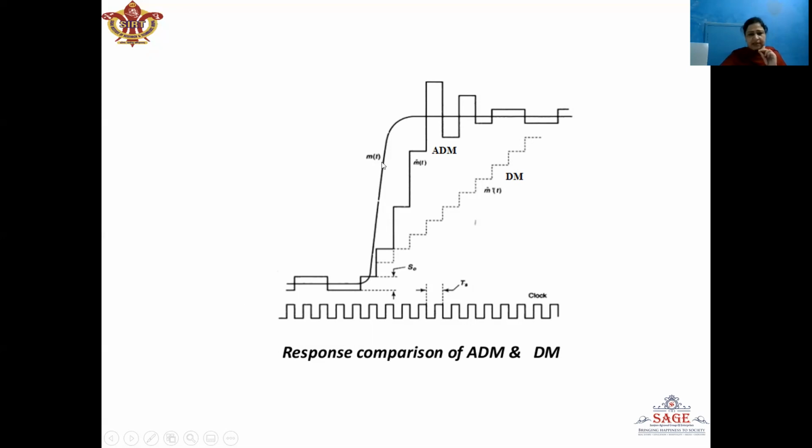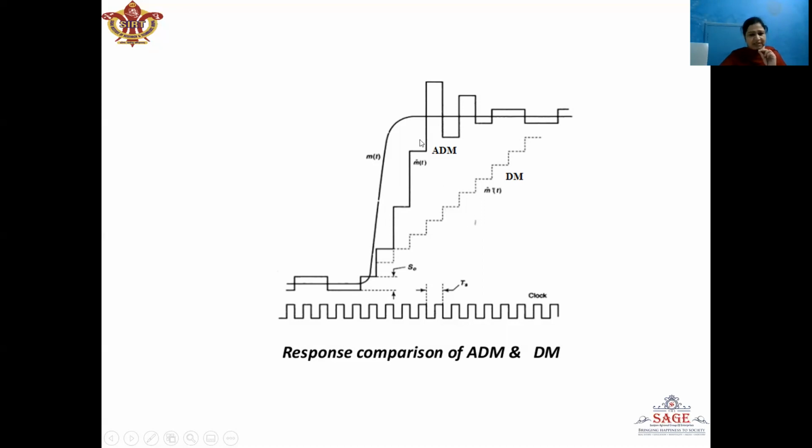So here we can see the comparison of adaptive delta modulation and delta modulation. Now here we can see the message signal which is having a steep slope. That is, the message is showing a variation in its amplitude. Now if we are using delta modulation, we can see the behavior of the approximated signal here, which is shown dotted. In delta modulation, since the step size is fixed, we can see that the approximated signal is being increased by delta step at every sampling instant. And there is a large difference between the message signal and the approximated signal.